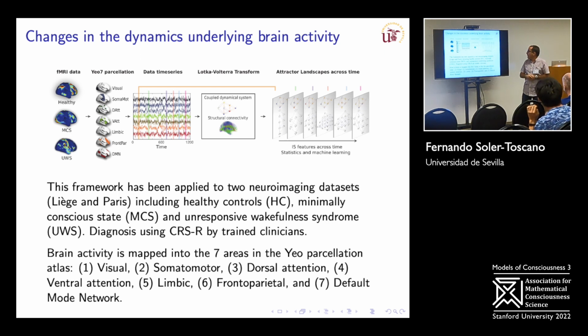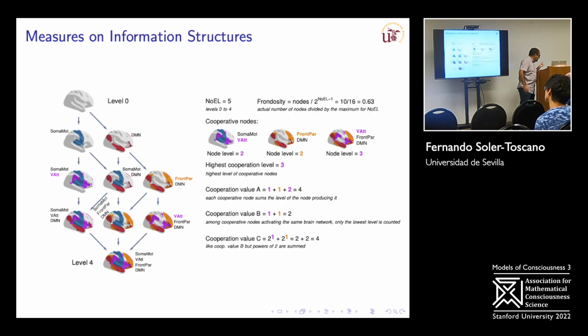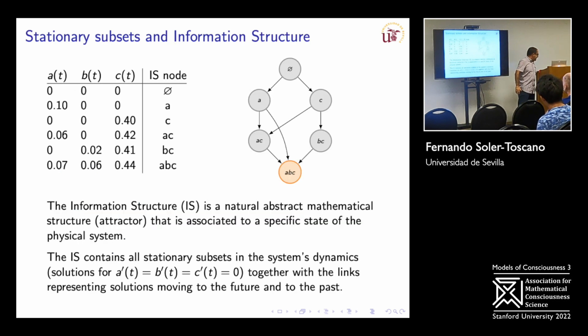And we apply several measures to those structures. I will show the measures that we apply. This is an example of an information structure. It is exactly the same as the previous information structures, but instead of having A, B, and C, we have brain networks.